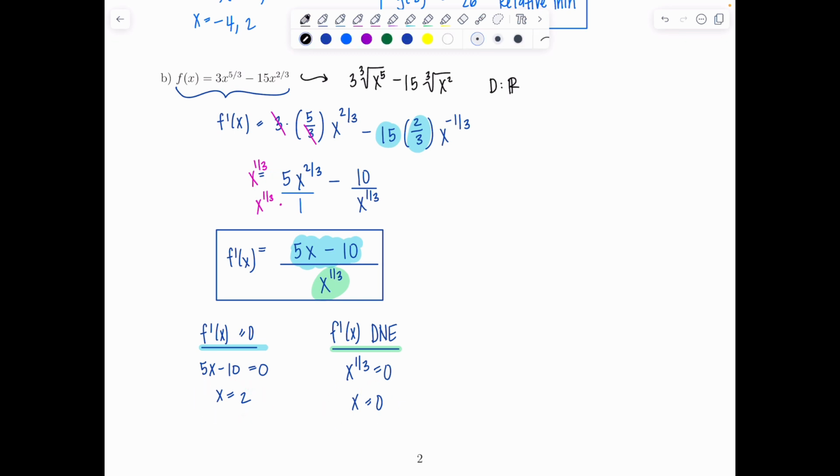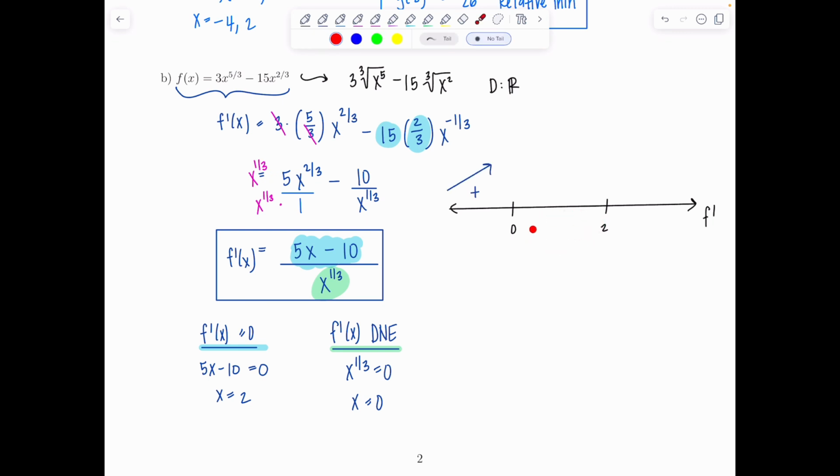Let's put them on our number line. 2 and 0, that's all we got. And then this is f prime. So let's pick a number smaller than 0. How about -1? Don't pick anything too wild. 5 times -1 minus 10, that's negative. -1 to the 1/3, that's just taking the cube root. It's going to stay negative. So negative divided by negative, positive. And then put an arrow going up to show that means the function's increasing.